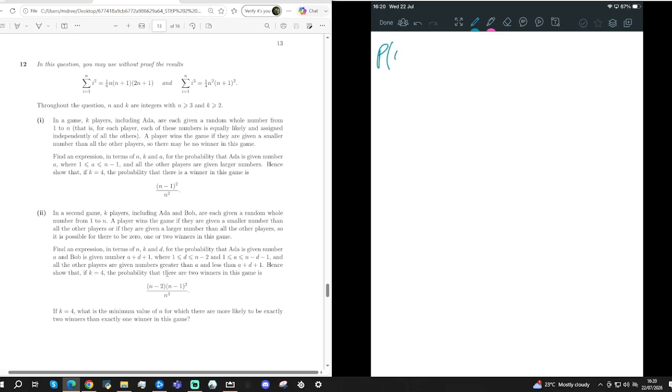So the probability of one winner, well, the winner could be a big winner or it could be a small winner. Now the probability of being a small winner is given in part I. Probability of being a big winner, is that not identical? We've got a symmetry between things being bigger and things being smaller. The issue is we might have an overlap.